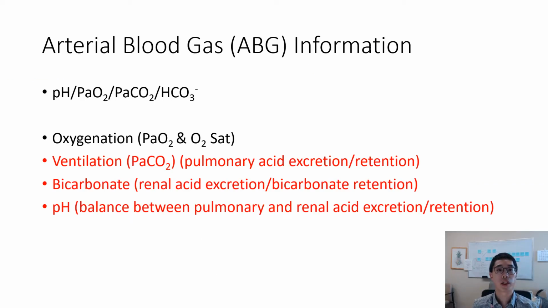Let's first review what information we can glean off an arterial blood gas. First, we can assess the oxygenation of the patient with both the PaO2 and the oxygen saturation. Second, ventilation can be assessed with the PaCO2, which essentially tells us how well the lungs are able to excrete excess acid from our body. Third, the bicarbonate levels in the blood help us ascertain how well our kidneys are able to get rid of excess acid from our body, and also how well the kidneys are able to retain bicarbonate. The pH of the serum then serves to represent the balance between acid generation, acid excretion, and bicarbonate retention and excretion between the lungs and the kidneys.